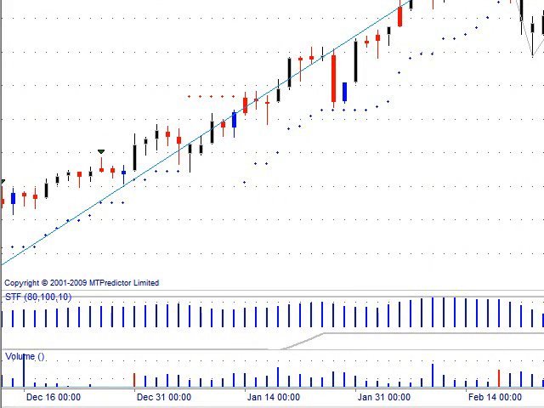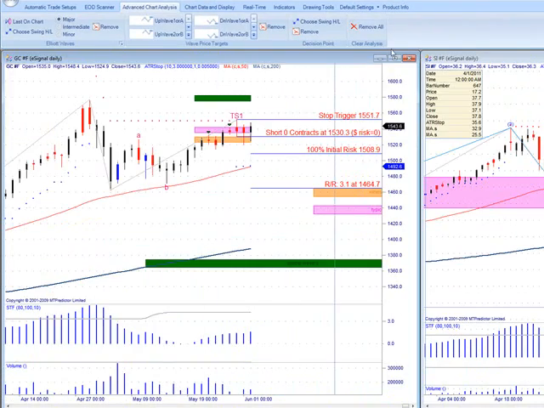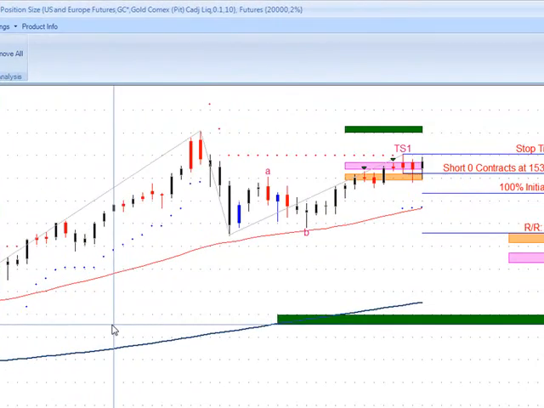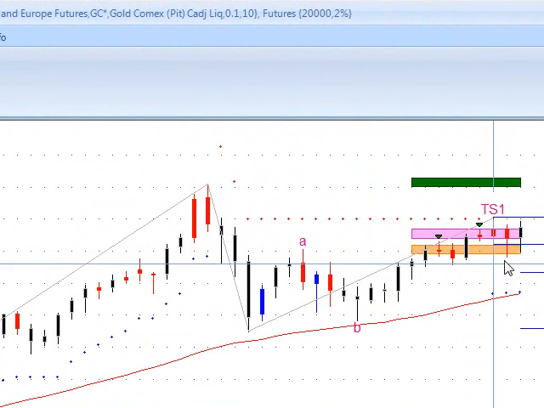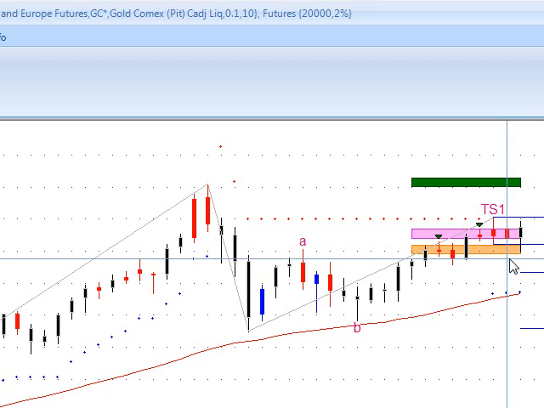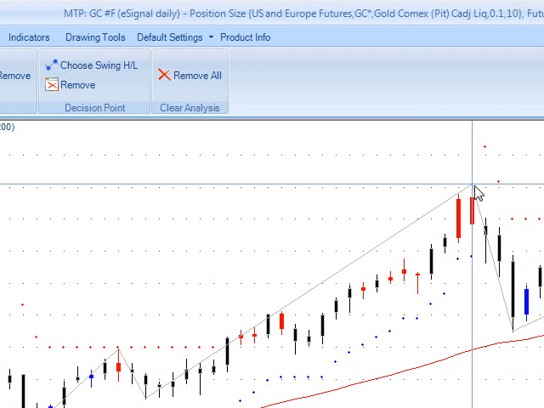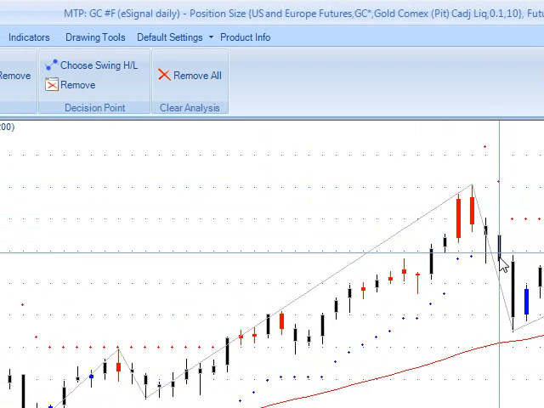Now let's take a peek at the metals again. Here's the daily chart of gold. We do have a TS1 sell signal there that was in as of the 2nd. There's a major high here. Obviously this was an all-time high in gold back here.